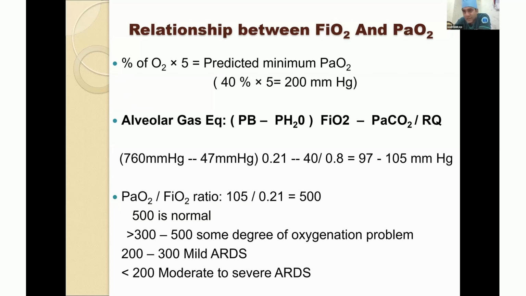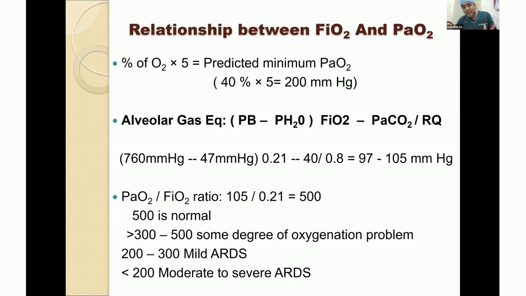So then the very famous, again, second equation is the alveolar gas equation. This is basically the partial pressure of oxygen at atmospheric, at sea level. So it is 760 minus 47 into FiO2 minus PaCO2 by the respiratory quotient. The normal alveolar gas equation partial pressure is 97 to 105 millimeters of mercury.